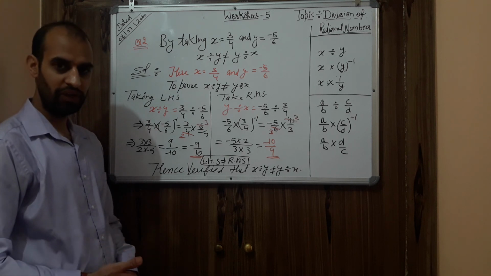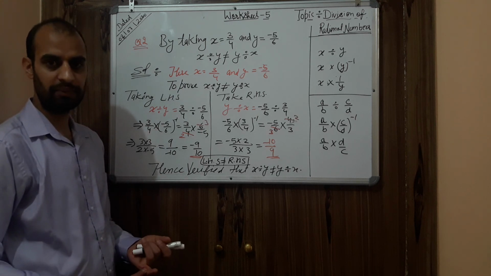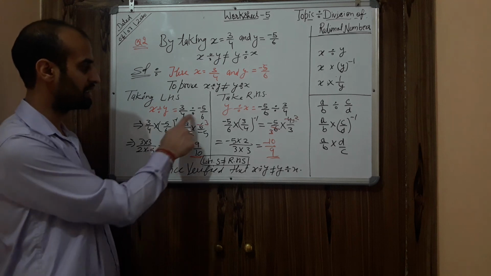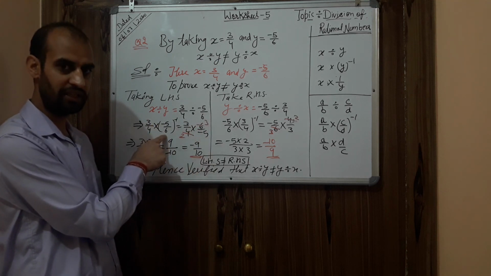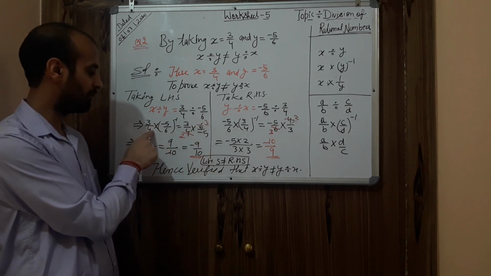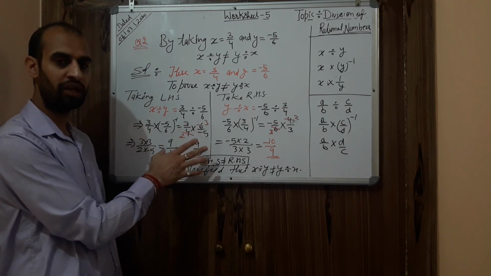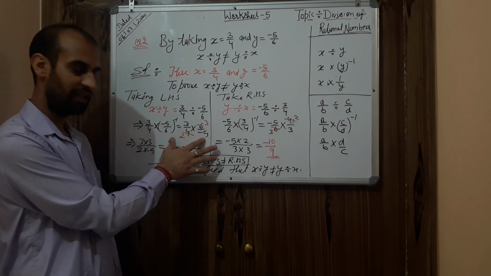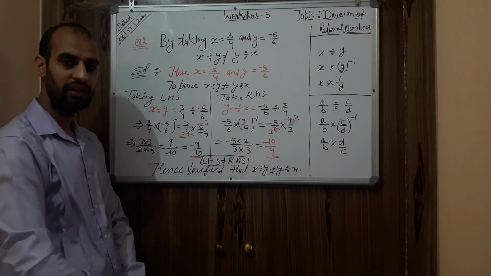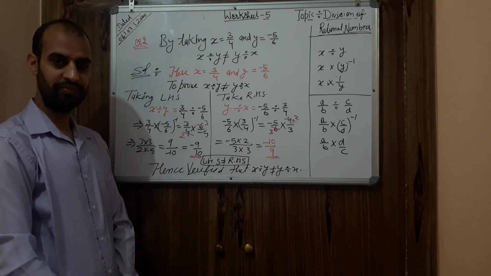Once again I want to tell you, whenever you are dividing, what are the steps required? First, write the question as such. Second, take the reciprocal of the second term and put the multiply sign. After that, cancel whatever you are able to, then multiply and find the overall answer. Thank you so much.